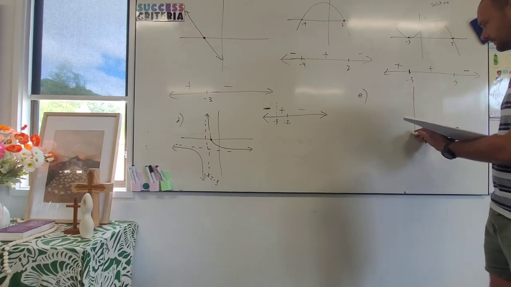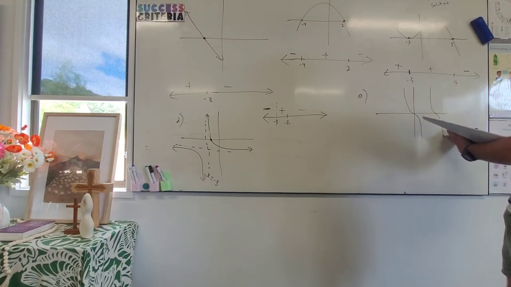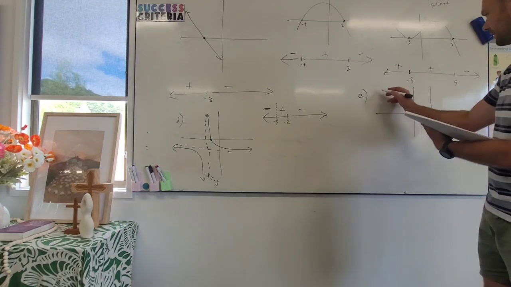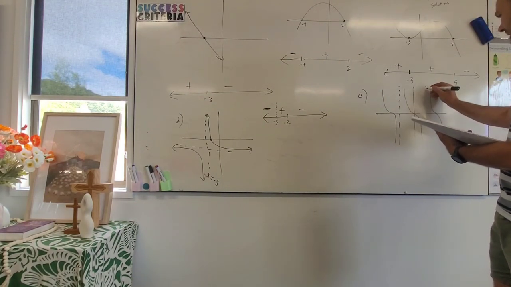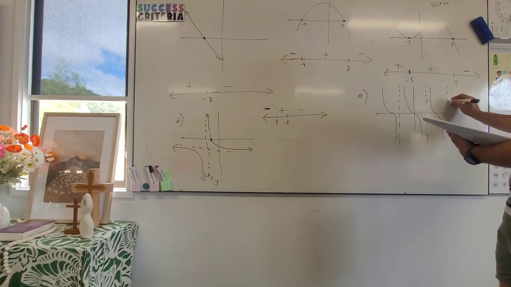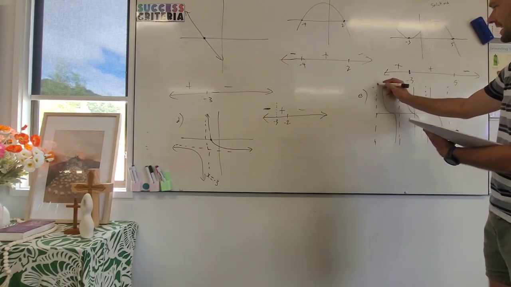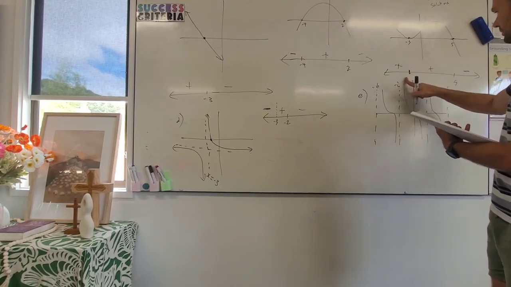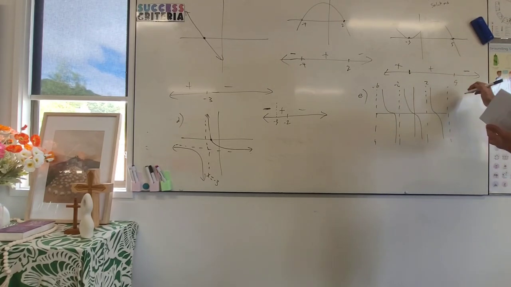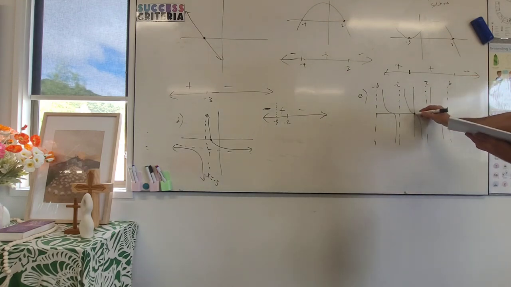And we have, it's going like this. How many do we have? 3. Asymptote, asymptote, asymptote. So we have an asymptote at -6, -2, +2, +6, and then we have roots at 0, -4, and +4.